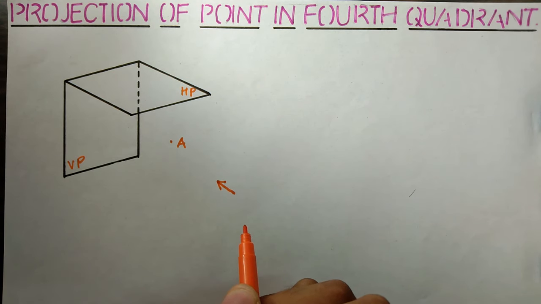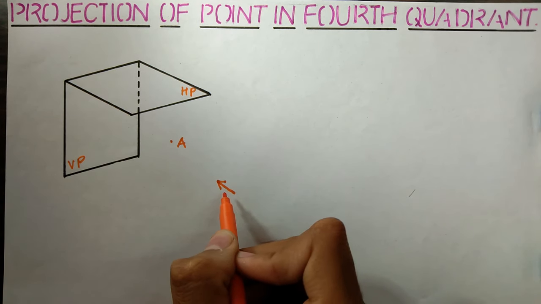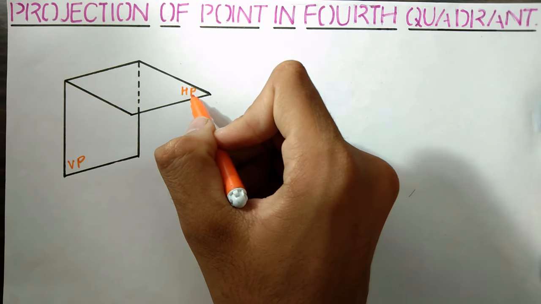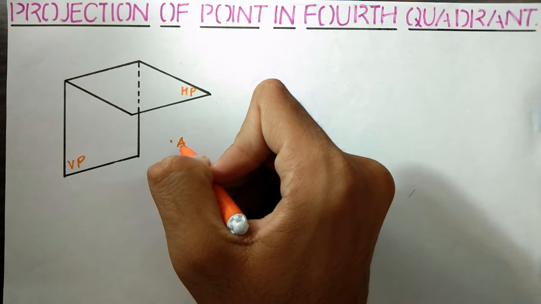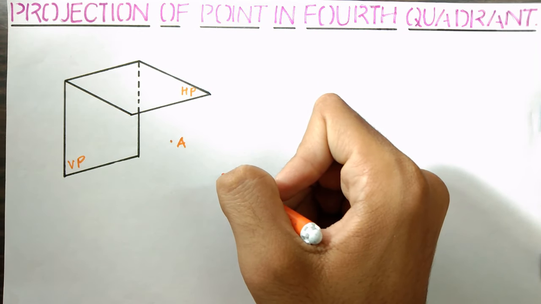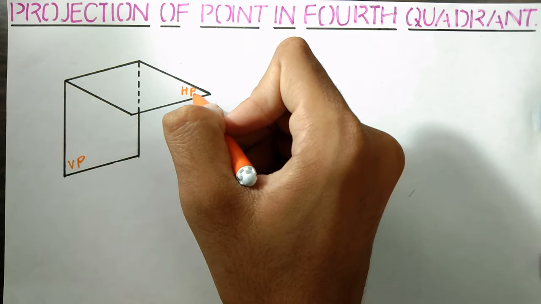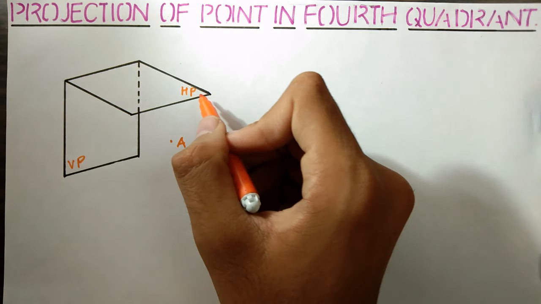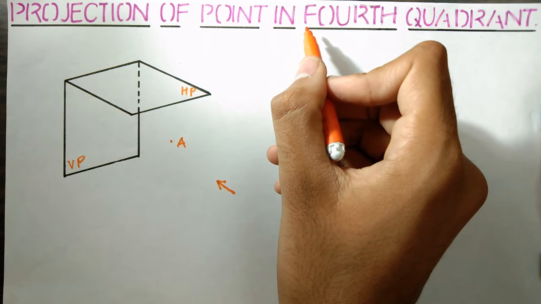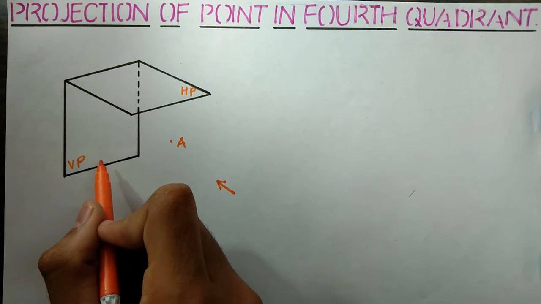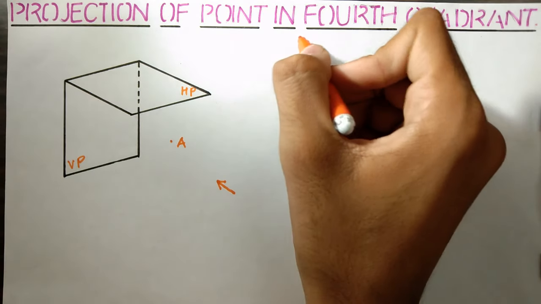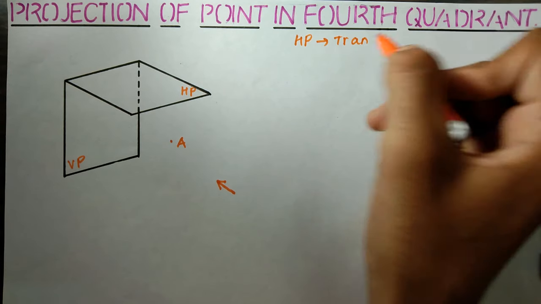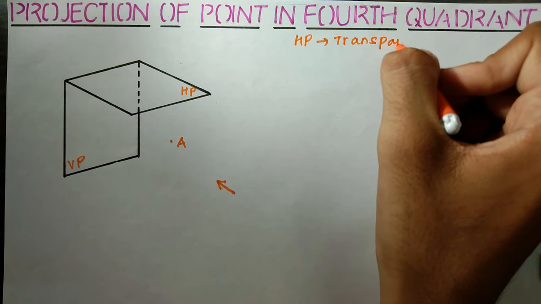Now, in the fourth quadrant, when an observer is allowed to observe this point A from the top, this horizontal plane acts as an obstacle between the object and the observer. Hence, in the fourth quadrant, this horizontal plane should be found to be transparent in nature. Only the horizontal plane is transparent in nature in the fourth quadrant. The vertical plane is not transparent in the fourth quadrant.